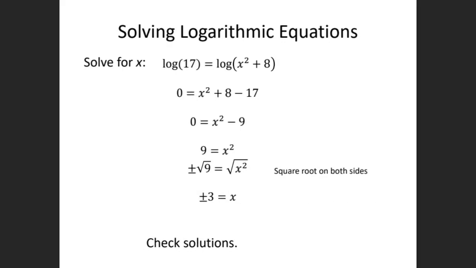Difference of squares is x minus 3, x plus 3. The x values are 3 and negative 3, right? And again, you always want to check your solution. You want to make sure that the values, the answers that you get, satisfy the equations.